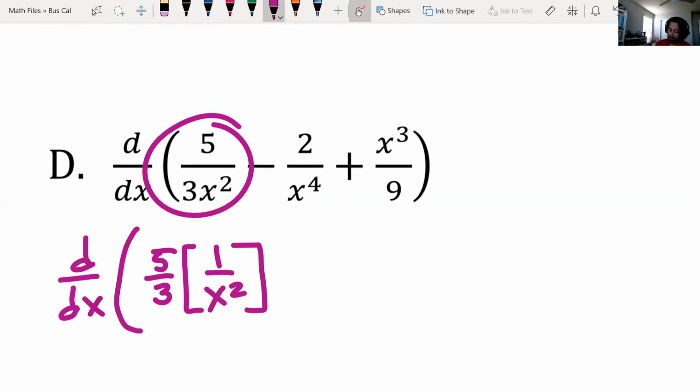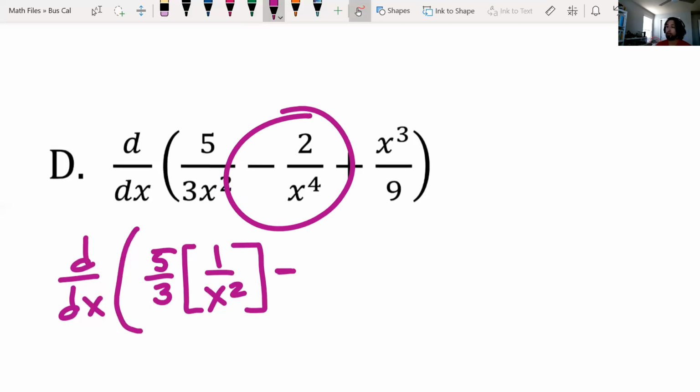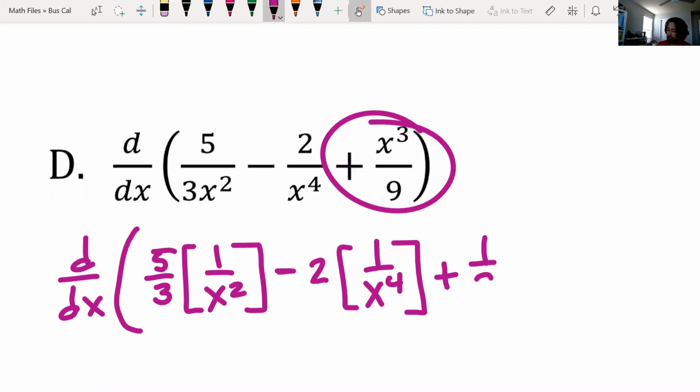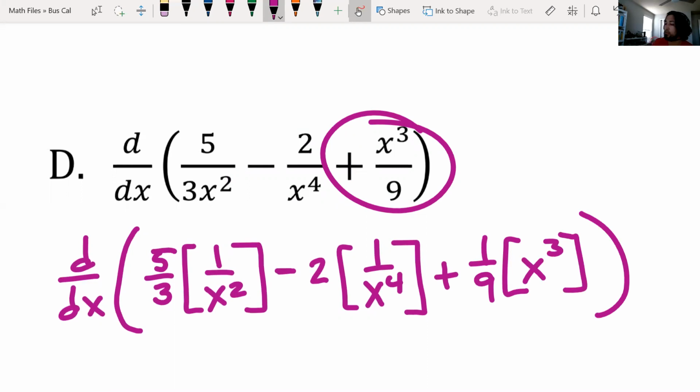Okay. Minus, now we look at the second term. 2/x to the 4th. I'm going to take 2 out, and that's going to leave me with 1/x to the 4th. And then we look at the third term, x cubed over 9. I'm going to take the fraction of 1/9 out, and that leaves me with x cubed. Close parentheses. Okay. So all I've done is take out the coefficient, or we can call it the constant.